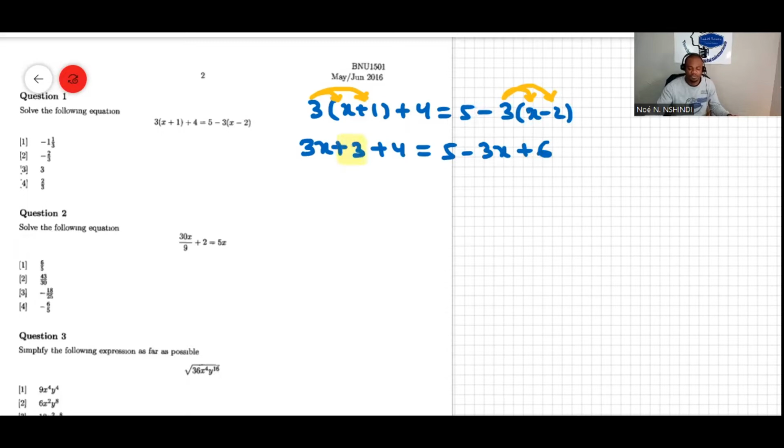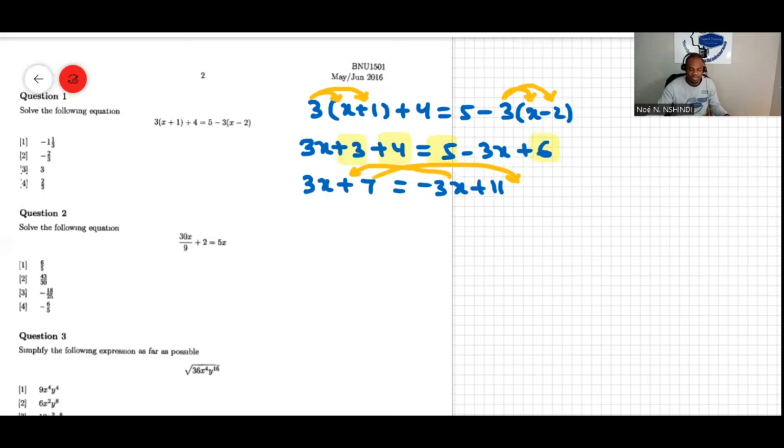Now, we notice that we can simplify. We have a positive 3 and a positive 4 there. Those two are scalars, so we can simplify them. So we can just write 3x plus 7 equal to 5. We also have scalars on the other side. So we have 5 and 6. We can combine those two, that makes 11. So plus 11. Now, to solve this, I must group like terms. So I have 3x on the left hand side and negative 3x on the right hand side. I must move this to the left hand side and move that also to the right hand side.